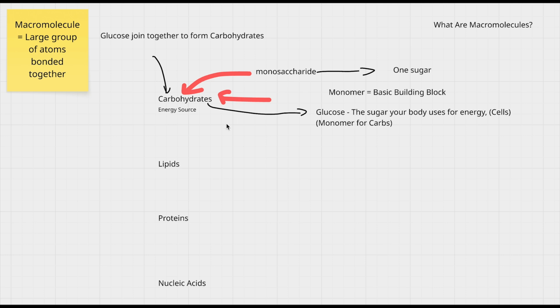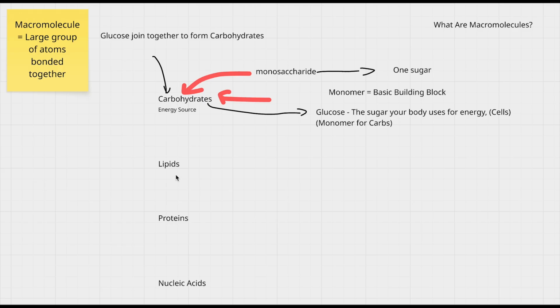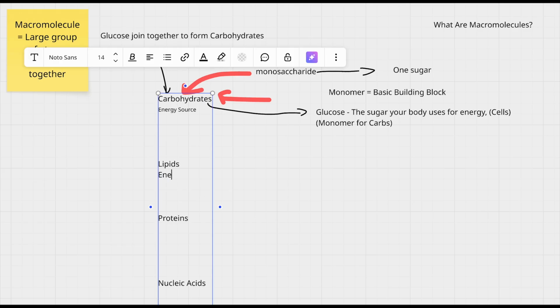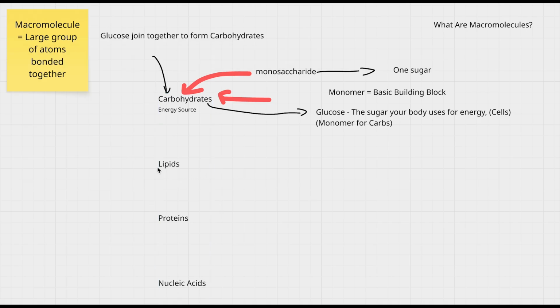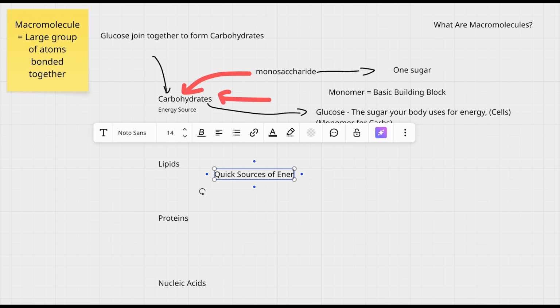All right, let's go to another topic. Let's go to lipids now, the long-term energy source. So lipids are a little different than carbohydrates. Let me explain one thing. They are both energy sources, but the only difference is that energy from lipids is stored for long-time use, while carbohydrate energy is used for quick energy.